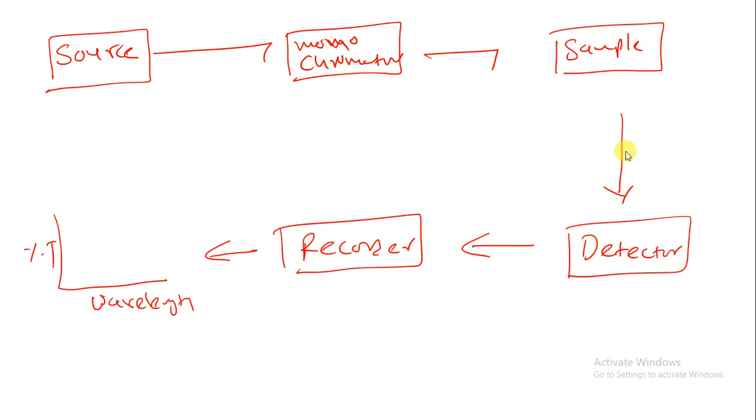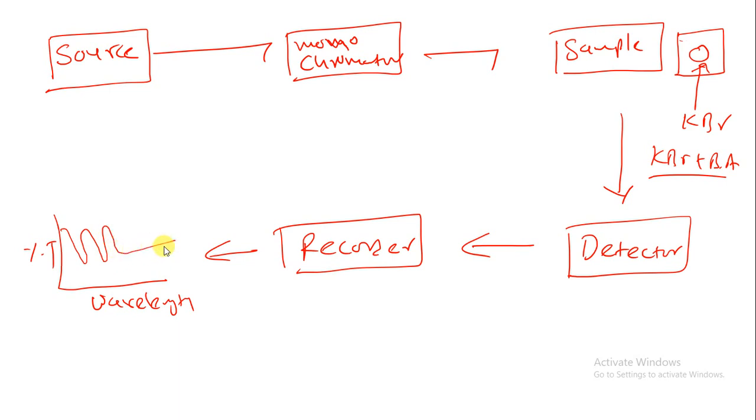Now for this sample compartment, we first take a graph of KBr, then we change the sample compartment and change the pellet. In the first step we take a graph of KBr, then in the second step we take KBr plus benzoic acid. Then we get a pure benzoic acid graph at the end. So this is the way we can measure a solid sample.